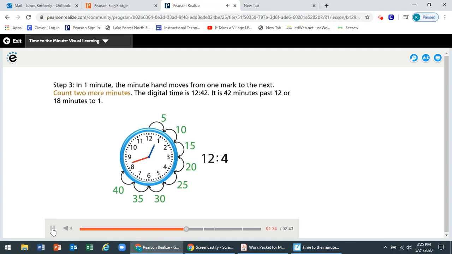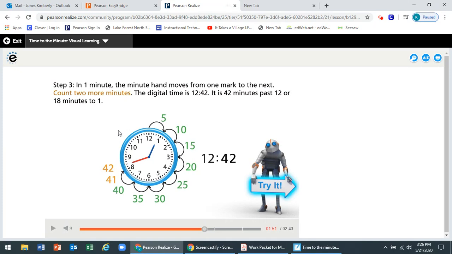Step 3. In 1 minute, the minute hand moves from one mark to the next. Count 2 more minutes. The digital time is 12:42. It is 42 minutes past 12, or 18 minutes to 1.